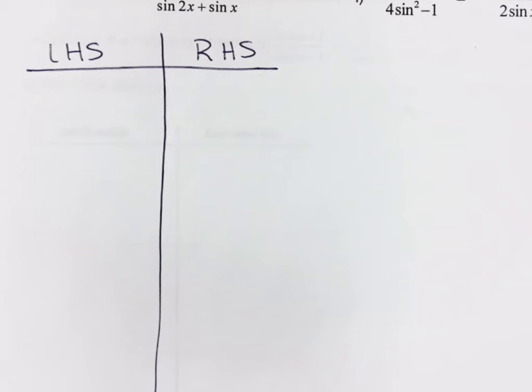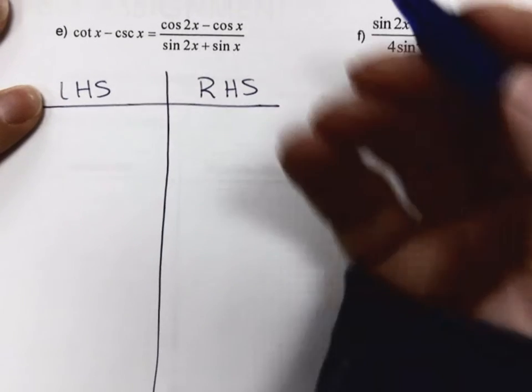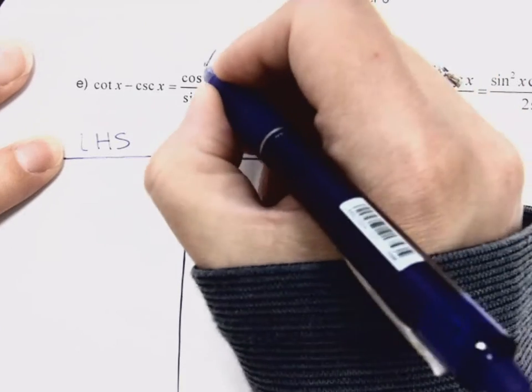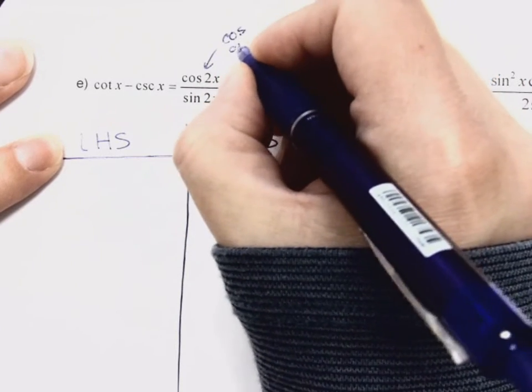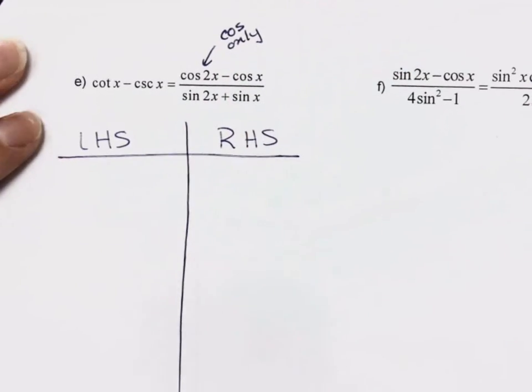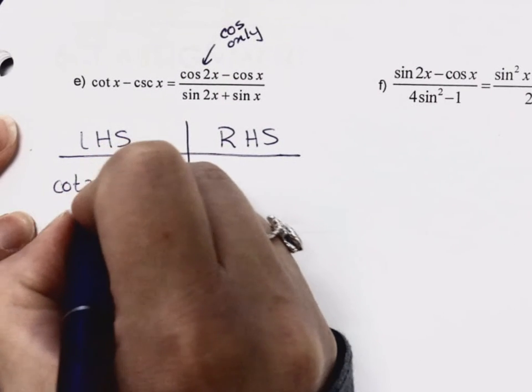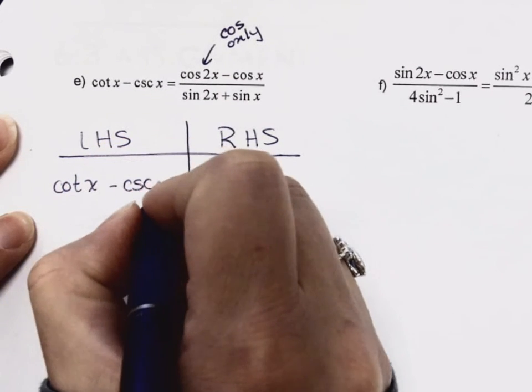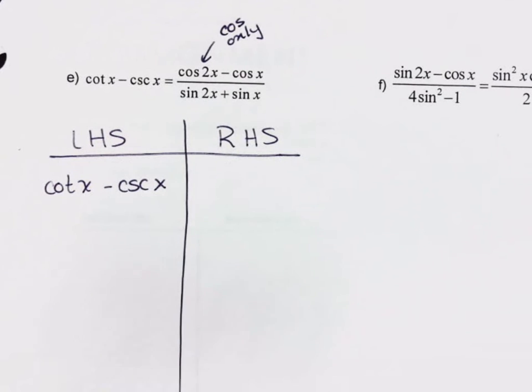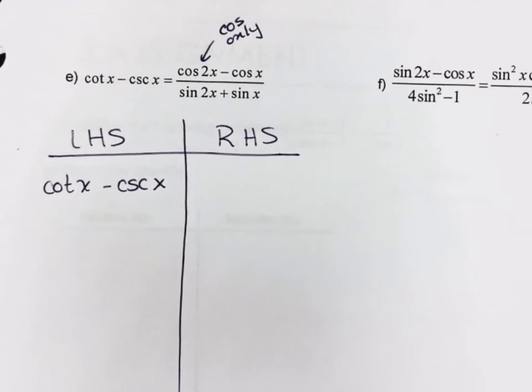Yes, that's exactly what we're going to do. And on the bottom, are you on the left-hand side or the right-hand side? Yeah, that's what we're going to do. So I'm going to replace this with the cos only option. Oh, I've got to write in my other side: cotan x minus cosecant x. I'm going to leave that just for now because really those are reciprocal functions. I'm not too worried about them. They're not going to take a lot of effort.